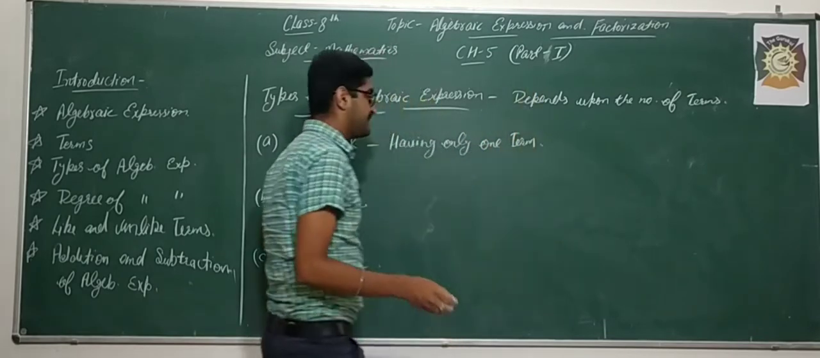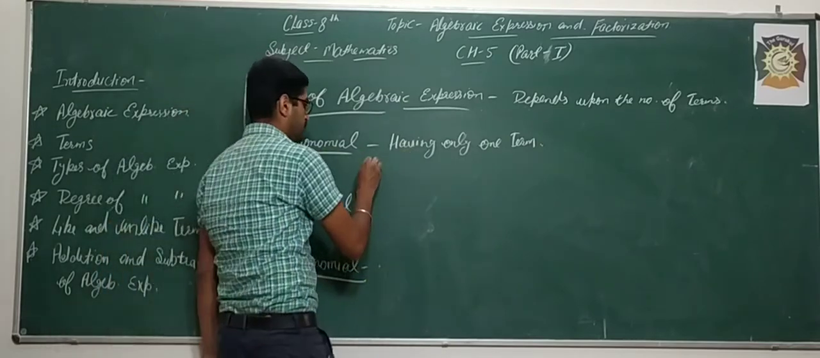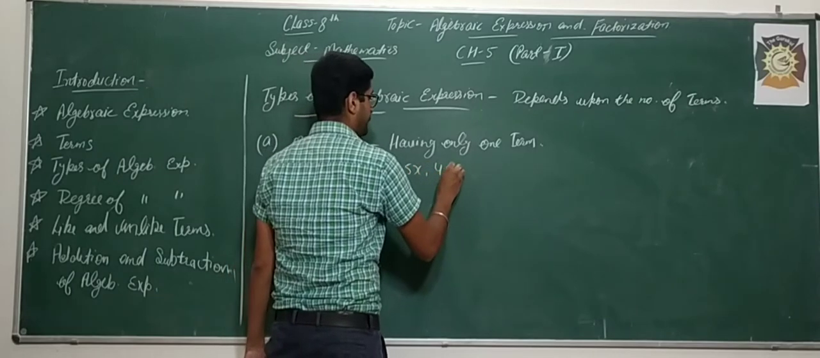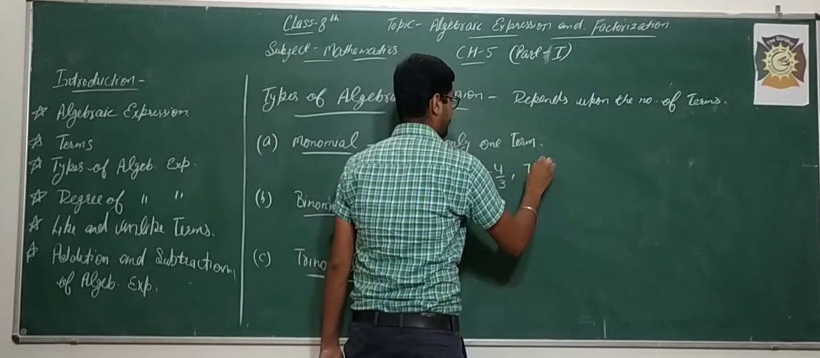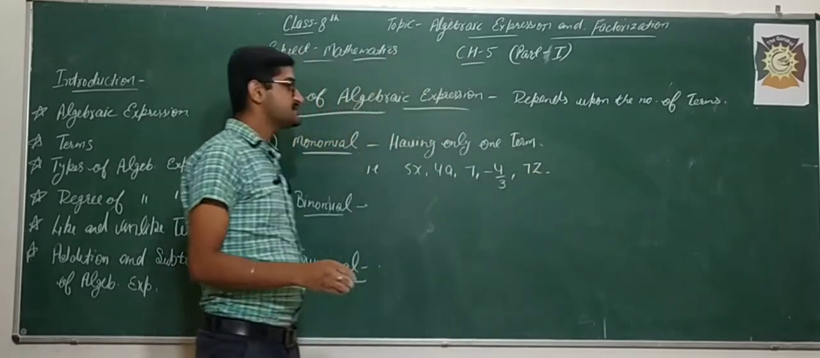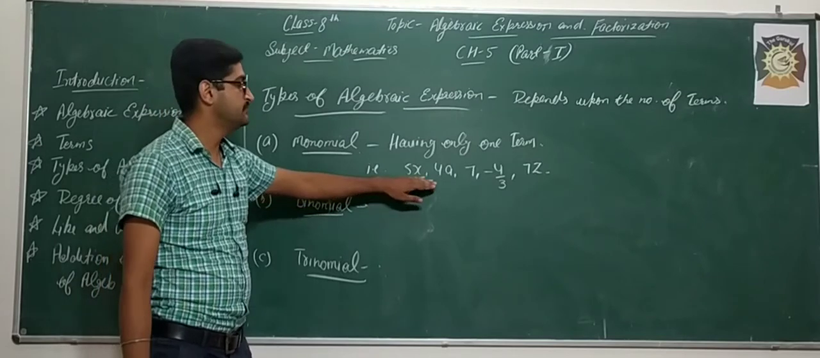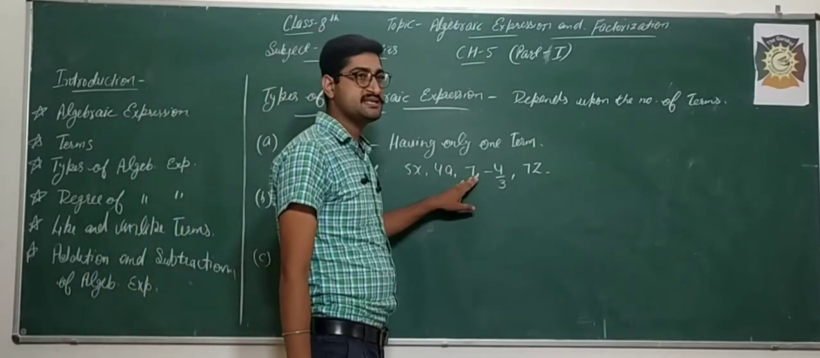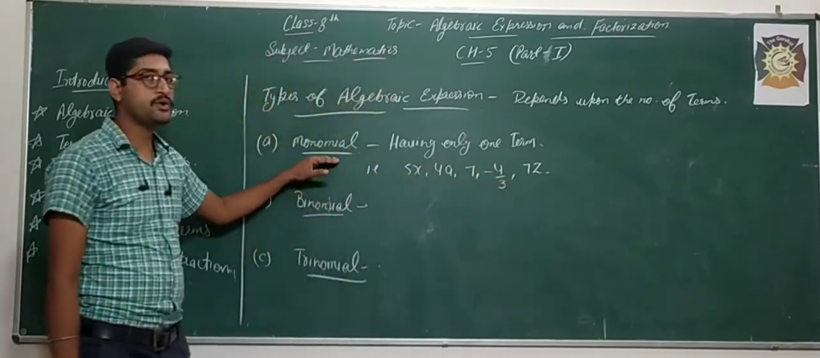An algebraic expression which is having only one term is called monomial. For example, 5x, 4a, 7 minus 4 by 3, 7z. All these are having one term. 5x, only single term. 4a, only single term. 7, only single term. So these types of algebraic expressions are called monomial.